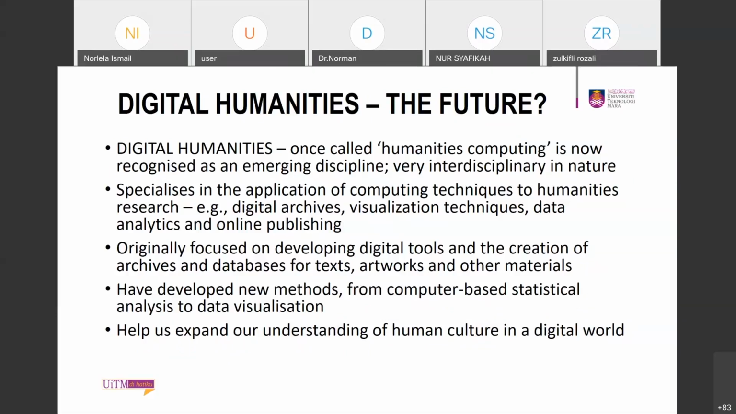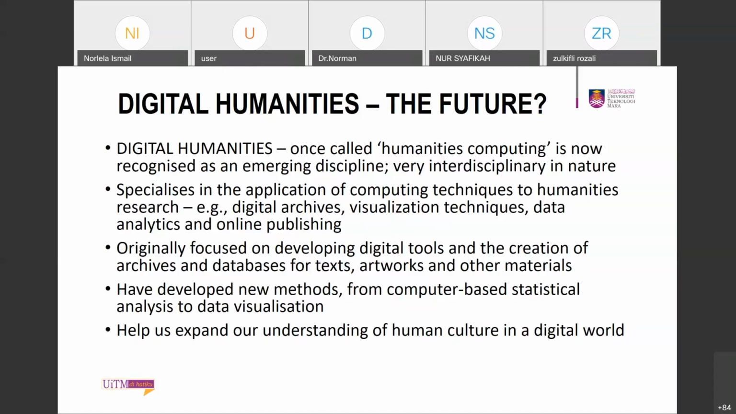But recently, this has been very much talked about in the humanities. That is digital humanities. Once it was called humanities computing, where it is now recognized or acknowledged as an emerging discipline, and is very much interdisciplinary in nature. So it specializes in the application of computing techniques to humanities research.